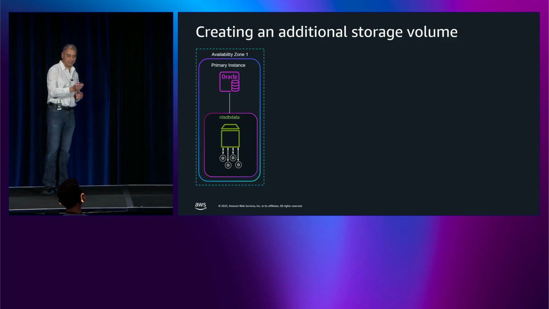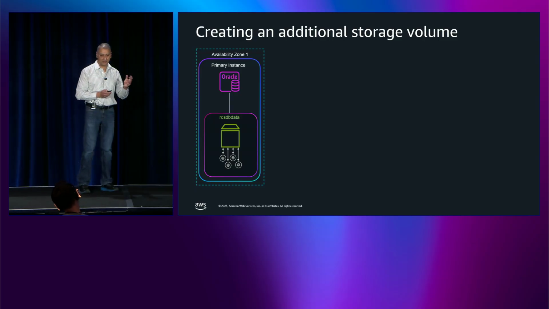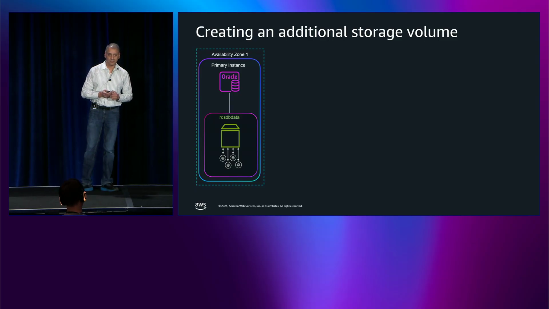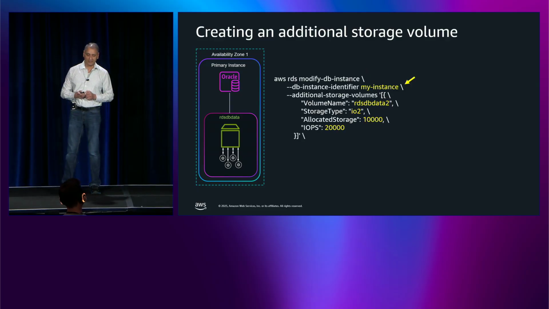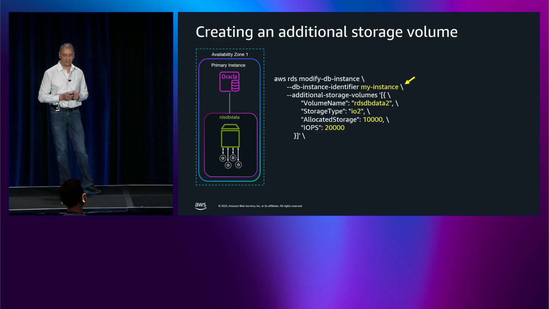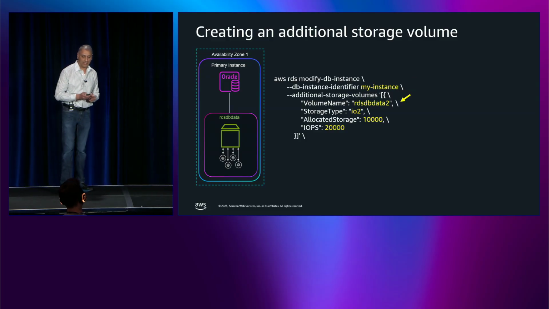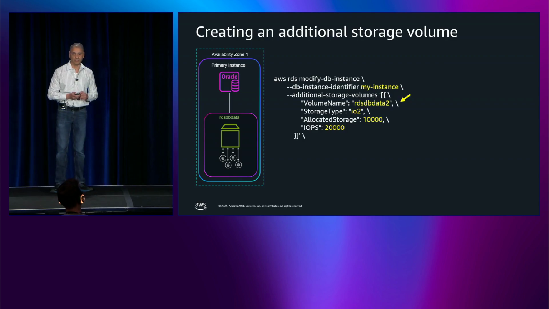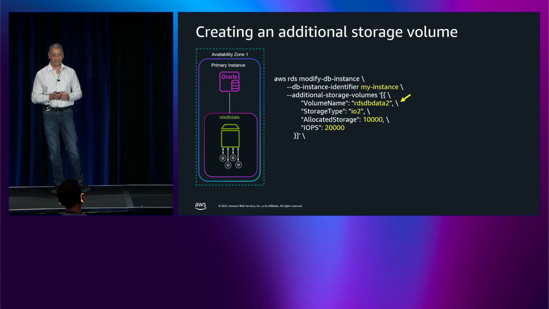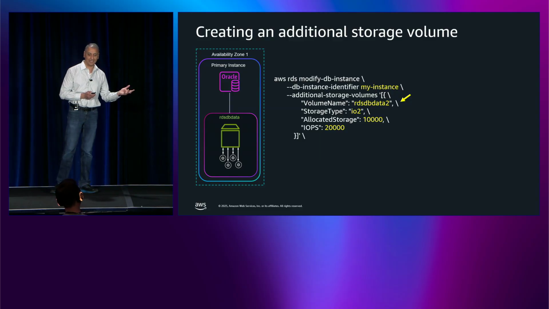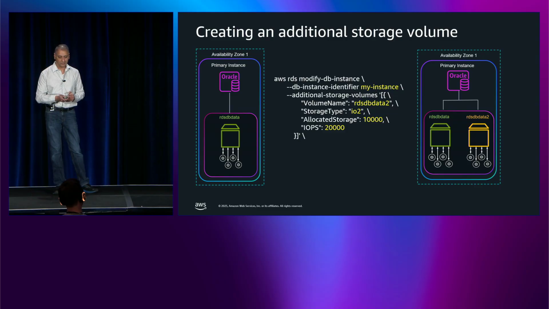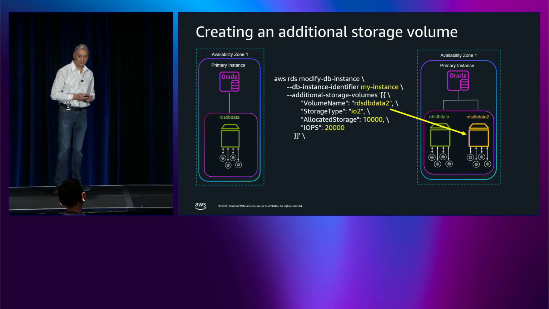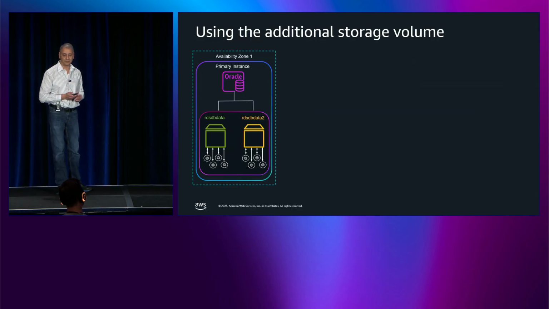In this case, I have a database instance that I just created. The primary instance is using Oracle. It has a single volume. If I want to add more storage, I have a command. I call a modify DB instance command. I specify my database instance. In this case, it's called my instance. I specify the volume name that I want to use and refer to my volume mount point. I call it RDS DB data 2. And I specify properties like the storage type, IO2, and the amount of storage I need, and the amount of IOPS I need for my additional volume. When I do that, I get a second volume, and I can reference that volume using the name that I specified. In this case, I'm using RDS DB data 2.